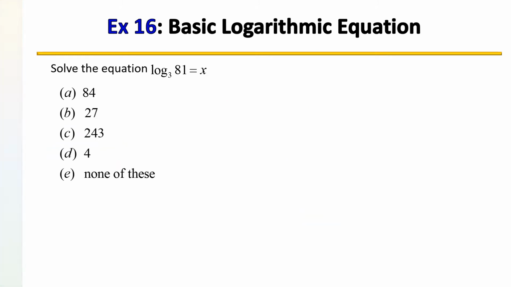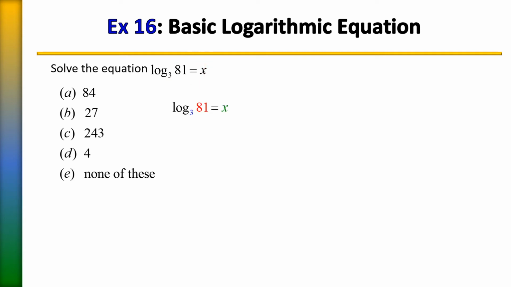In this example, we're going to solve a basic logarithmic equation. So we're going to first start by rewriting it in exponential form. When we do so, remember that the snail's circular pattern is going to be 3 raised to the x power equals 81. Again, 3 to the x equals 81.